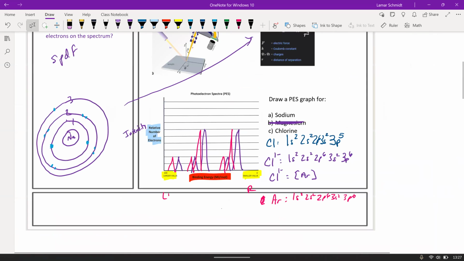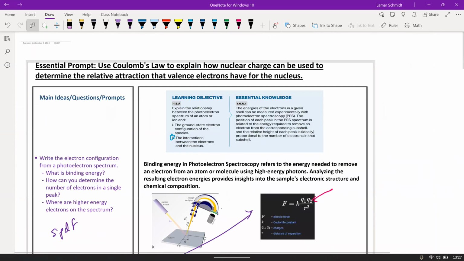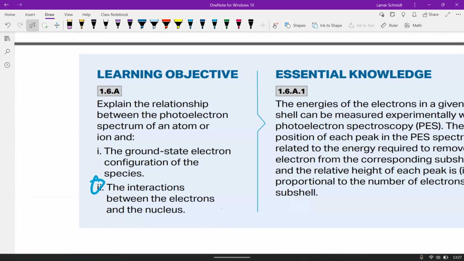Wow. You know what we did today? Today, we're able to explain the relationship between the PES of an ion and an atom, and the relationship between the ground electron configuration, and then also the interactions that occur between the electrons and the nucleus.